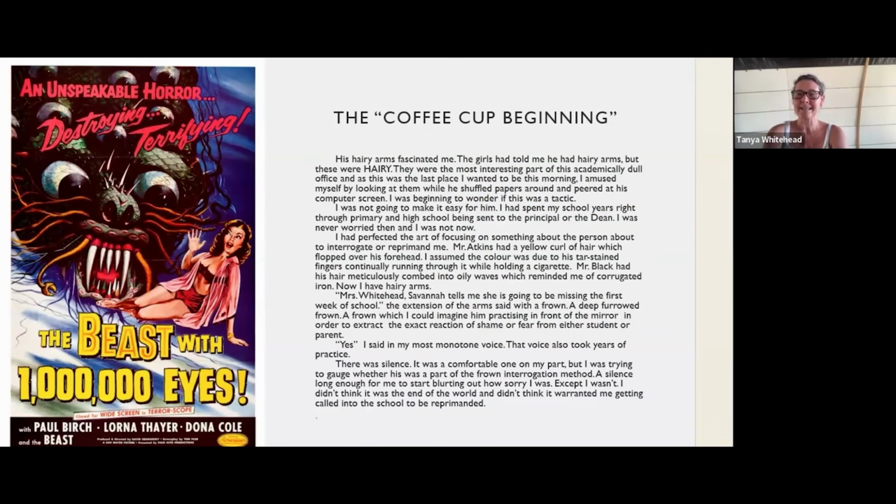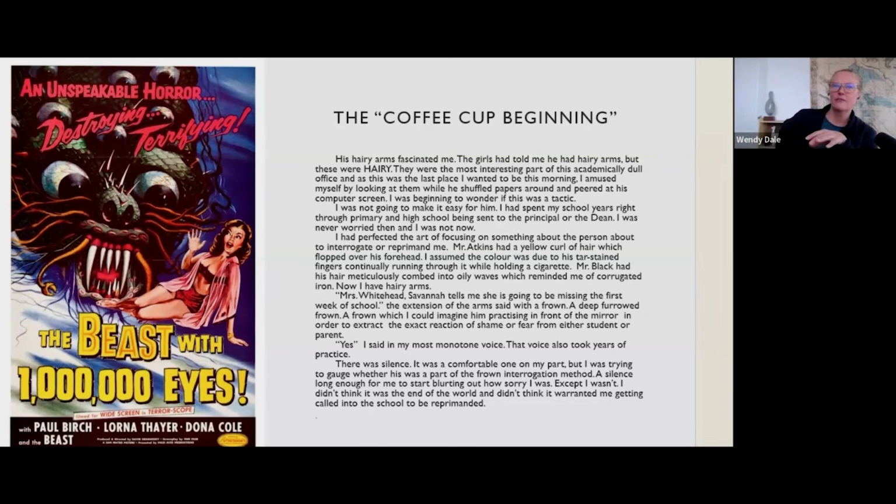I'd homeschooled my kids, and Savannah was meant to be starting school for the very first time. And we missed the first 2 weeks of school because 1, I didn't get the dates right. I'd forgotten. And 2, I had allowed her to go up into this music festival up in the mountains where she actually had a job. And I was called into the dean's office to berate me about what an awful mother I was. His hairy arms fascinated me.